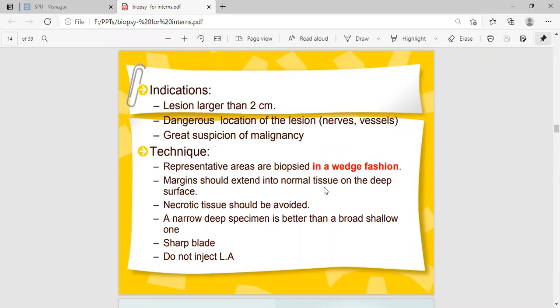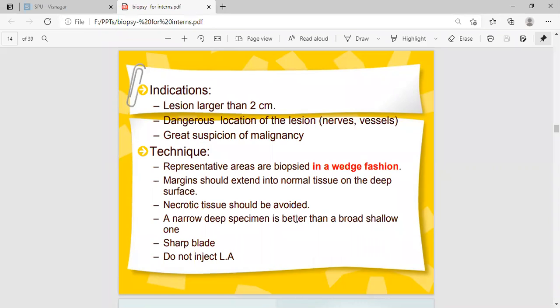Technique: take a representative area of biopsy in a wedge fashion. Margins should extend into the normal tissues on a deep surface. Necrotic tissue should be avoided, because necrotic tissue will not have any cells. A narrow, deep specimen is better than a broad, shallow specimen. Okay, so it should be a narrow, deep specimen. We need to see the depth also.